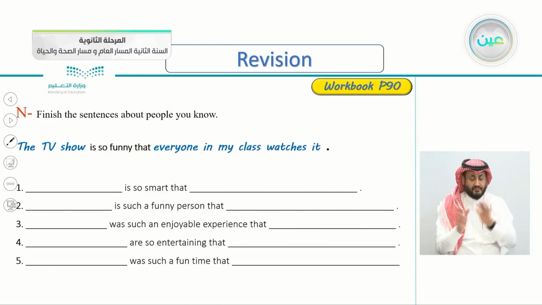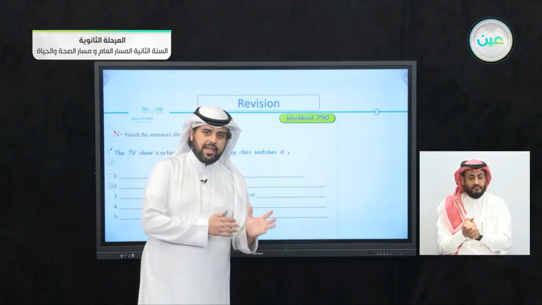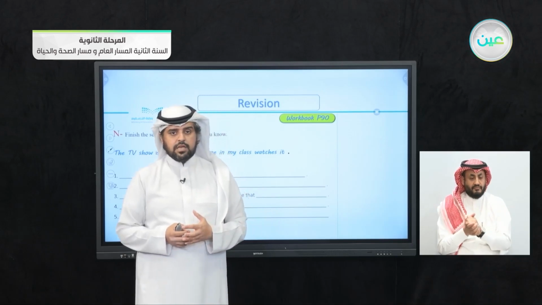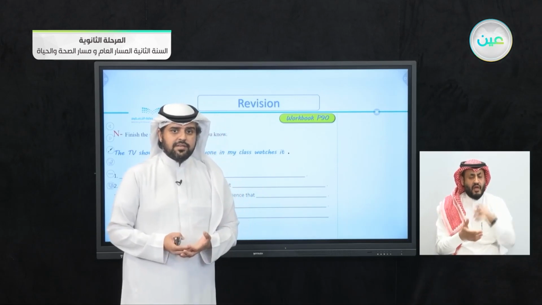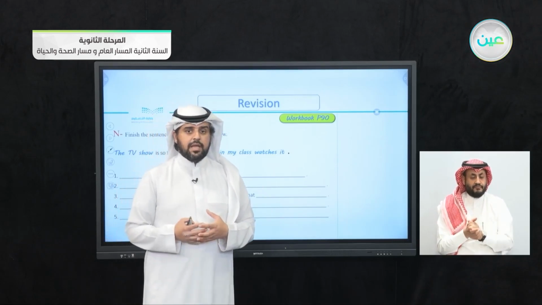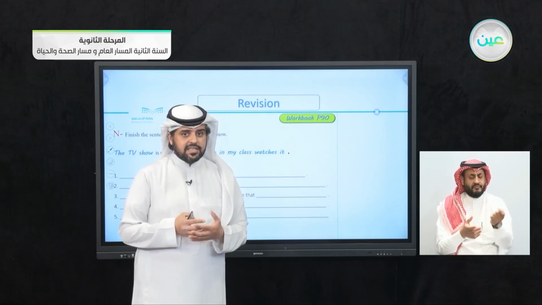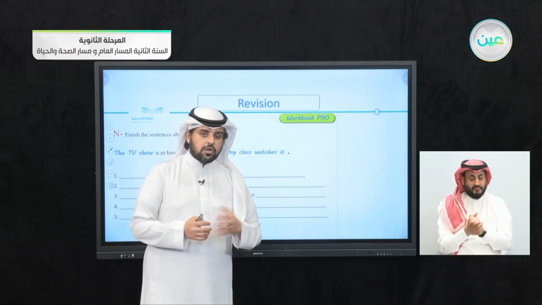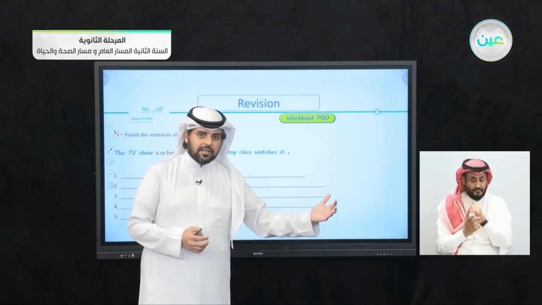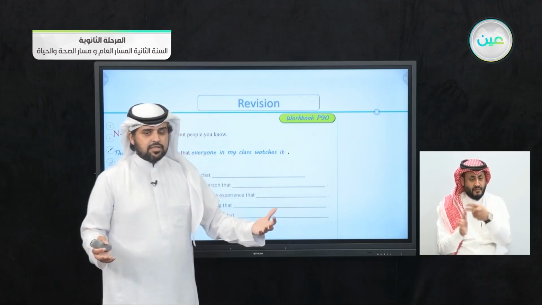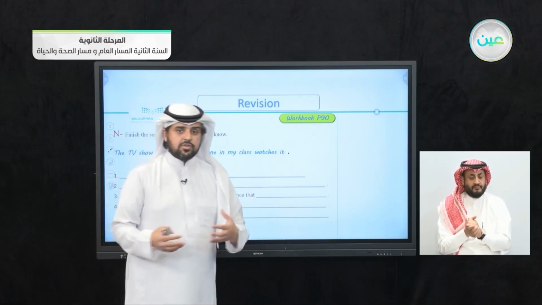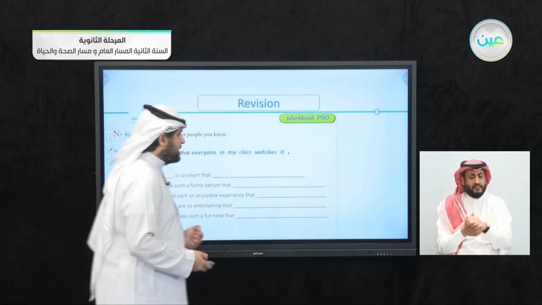Very good. So number one is so smart that. So you have to write the cause and the effect of something or someone being so smart. Just write anything you want as long as it is correct, of course. So smart that, and then continue your answer. Just write the cause and the effect here. There are no right or wrong answers because you're trying to come up with causes and effects.